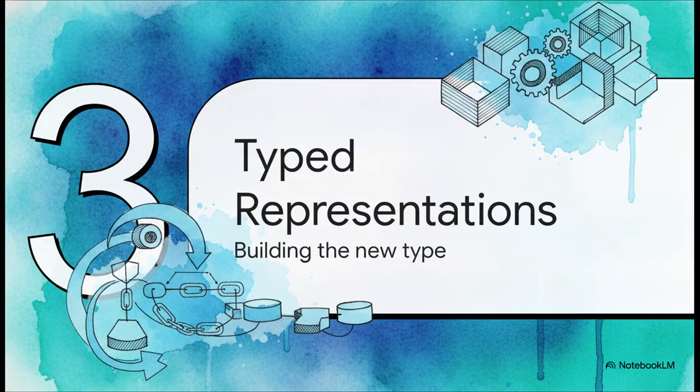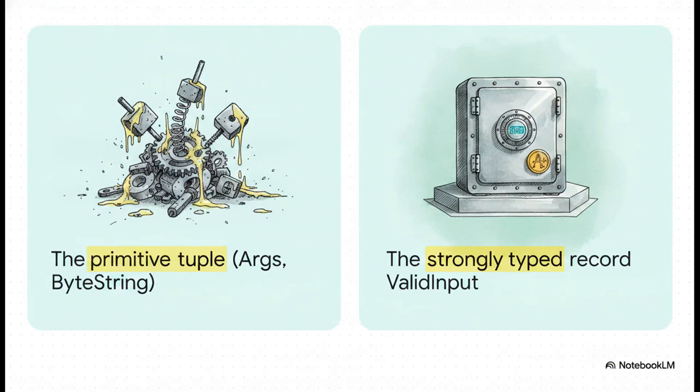Moving into section 3, building typed representations. So what does this actually look like in the codebase? Well, you take that messy, primitive tuple of args and byte string, and you replace it with a clean, robust, new record type called ValidInput. It's no longer just two random pieces of data glued together. By giving the data a meaningful name, you immediately signal to any developer reading the code, and crucially to the compiler itself, what the exact verified status of this data actually is.